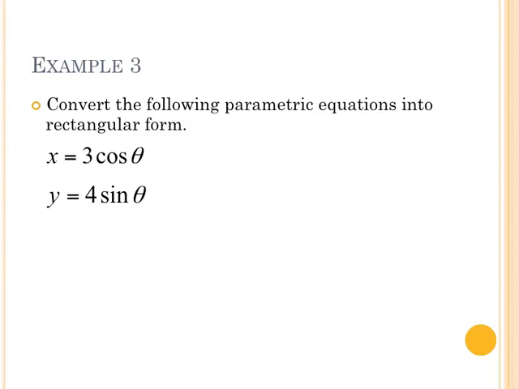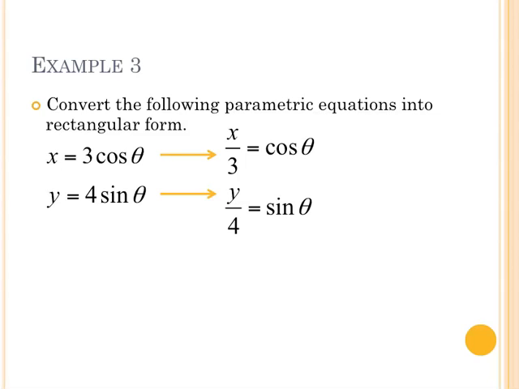So what you do want to do though is you want to get the trig function by itself. So in this case, x equals 3 cosine theta, get cosine theta by itself. Y equals 4 sine theta, get sine theta by itself. So in the first equation, divide both sides by 3. In the second equation, divide both sides by 4. So we have x over 3 equals cosine theta, y over 4 equals sine theta.